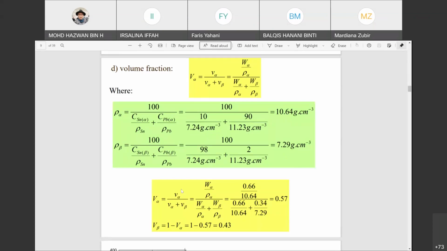Right? So the most important thing in order to calculate the density of alpha and the density of beta is the value of the composition of tin in alpha and beta.